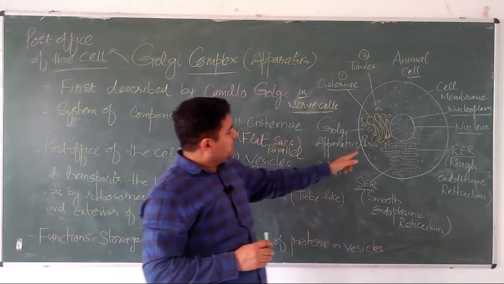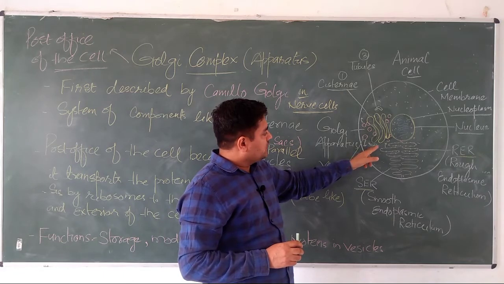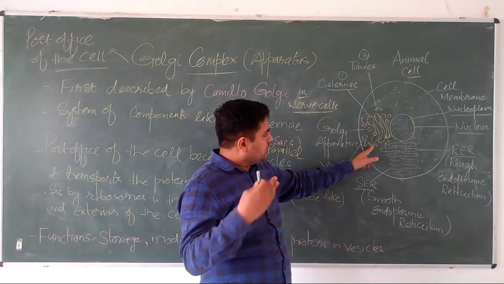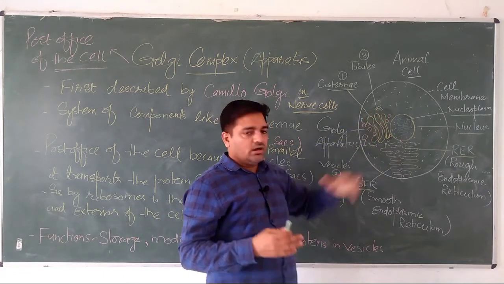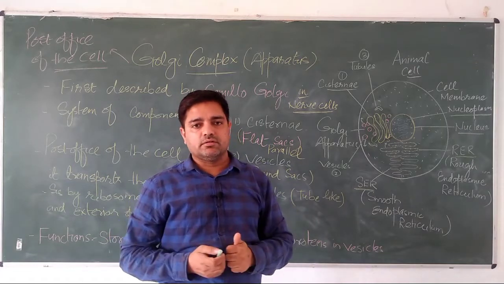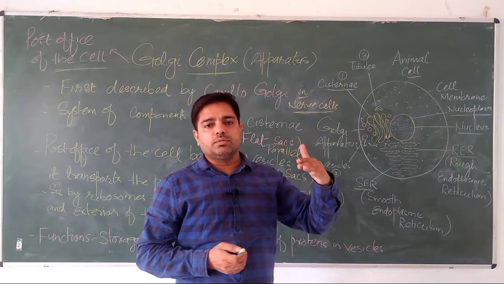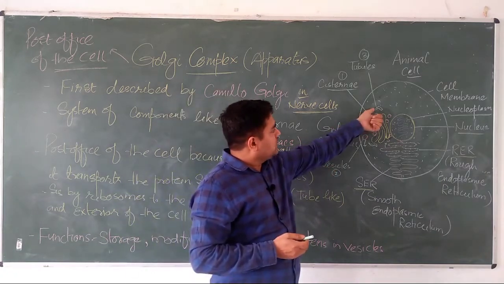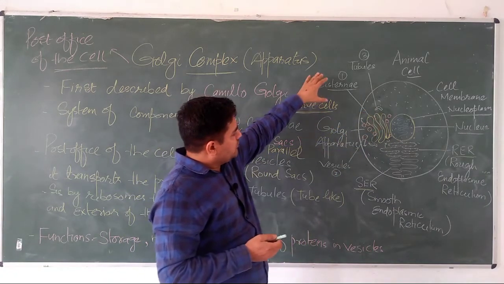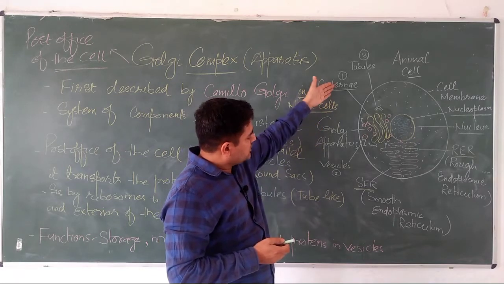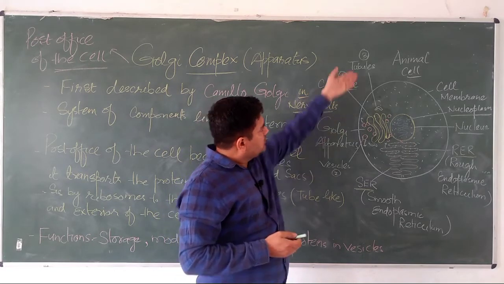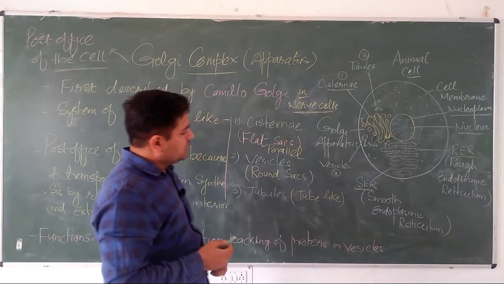Okay. And the third kind of component is branched or unbranched tube-like structures. So these are tubules. So these are the three components of Golgi apparatus: cisternae, second vesicle, third is tubules.